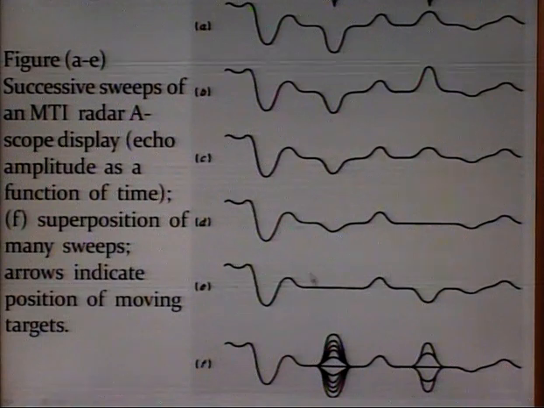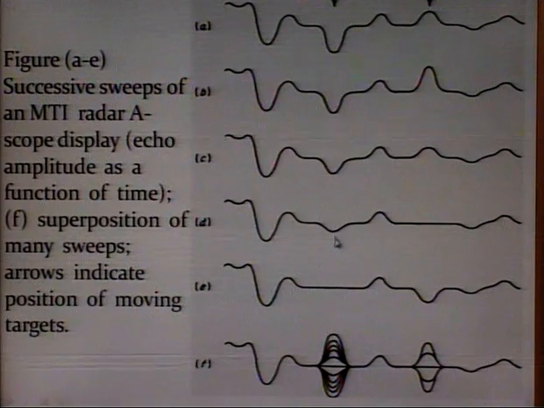So, it means if this pattern is changing, the target is not stationary. For this display, for this echo, the target is not at the same point, it is changing its position, that is why its phase is changing. Similarly, the target here is also changing its position, that is why its shape is changing.